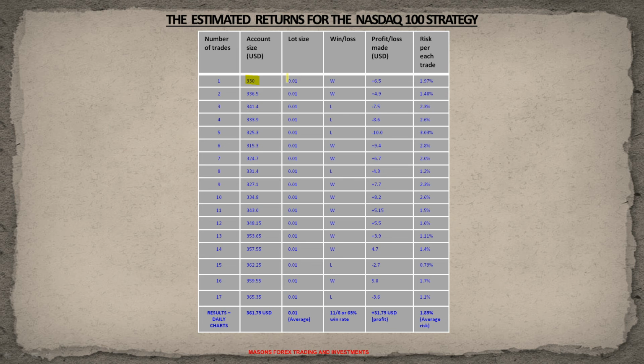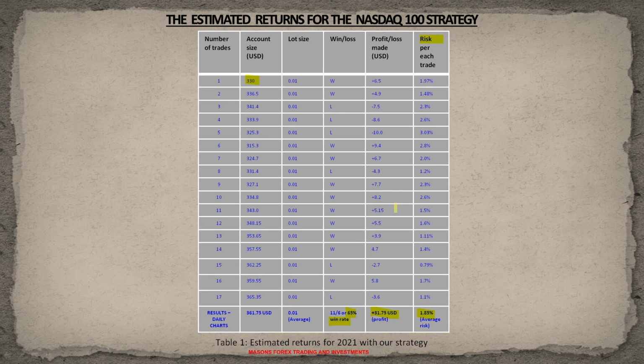You can see we averaged a 0.01 lot size throughout all 17 trades. We've executed 17 trades, 11 were winning and 6 were losses. So we have a 65% win rate. Guess what? We've actually made a positive 31.75 USD profit, and our risk varies, and the average is 1.85%.